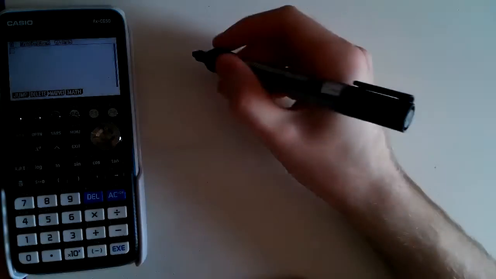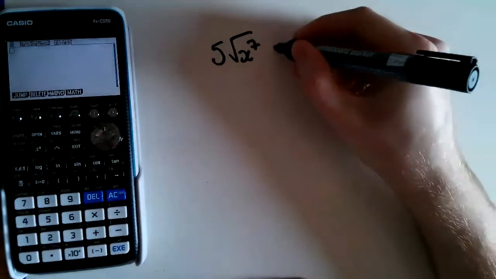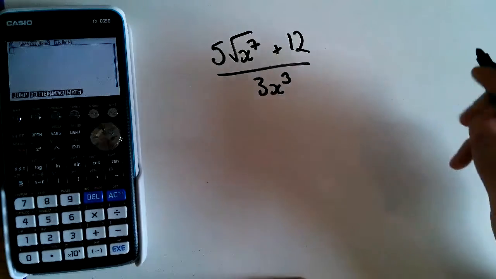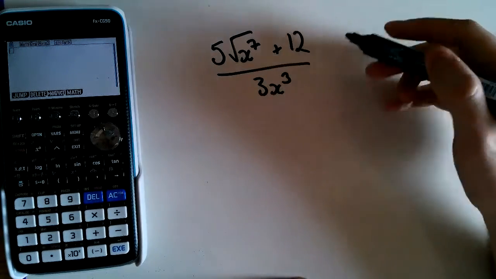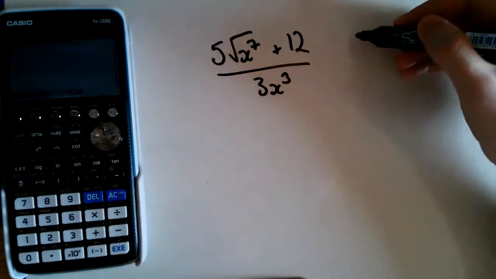Okay, so answers to the first one. We have 5 root x^7 plus 12 all over 3x cubed. Remember, if you do want to take the bottom to the top, then it'll just be the x that goes to the top. So it'll be x to the minus 3.